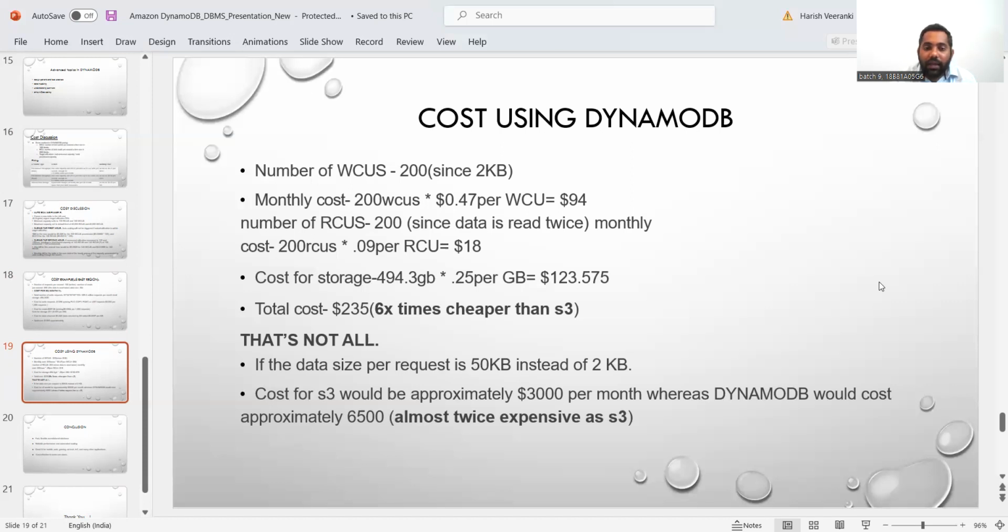That's not all. If the data size per request is 50 KB instead of 2 KB, the cost for S3 would be approximately $3,000 per month, whereas DynamoDB would cost approximately $6,500, almost twice as expensive as S3.